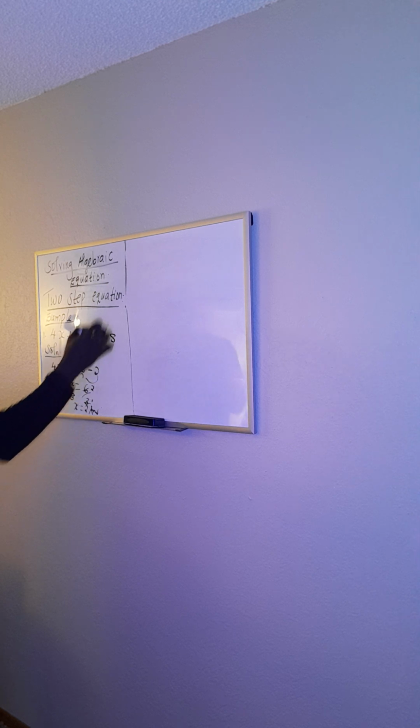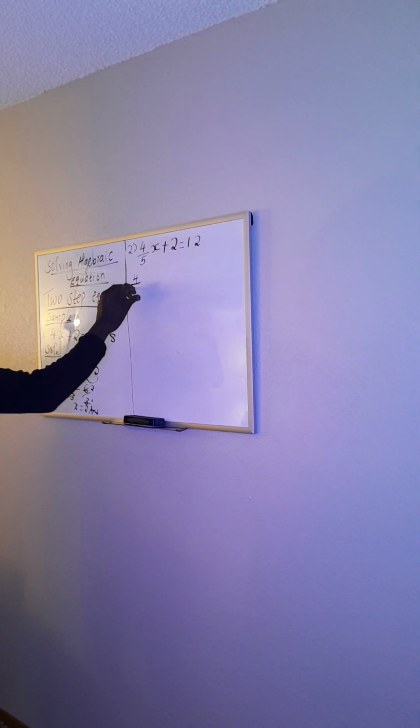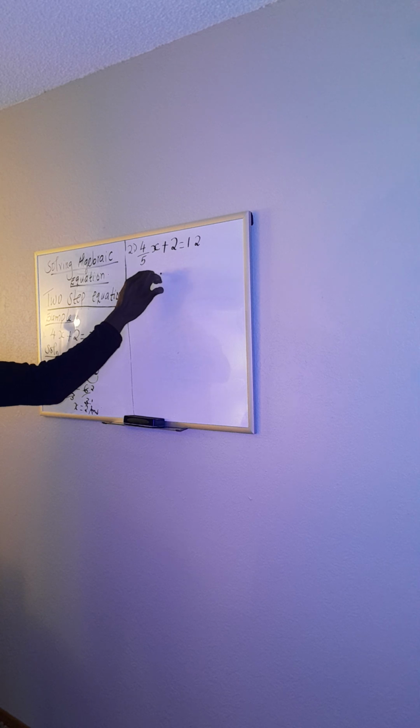The second example of two-step equation, then I'll work it out. I want to write 4 out of 5x plus 2 is equal to 12. So what do I do? I'll try and collect the like terms first. Therefore, I have 4 out of 5x is equal to 12, take away 2. That is the first step. I get 10. I'm looking for the value of x.